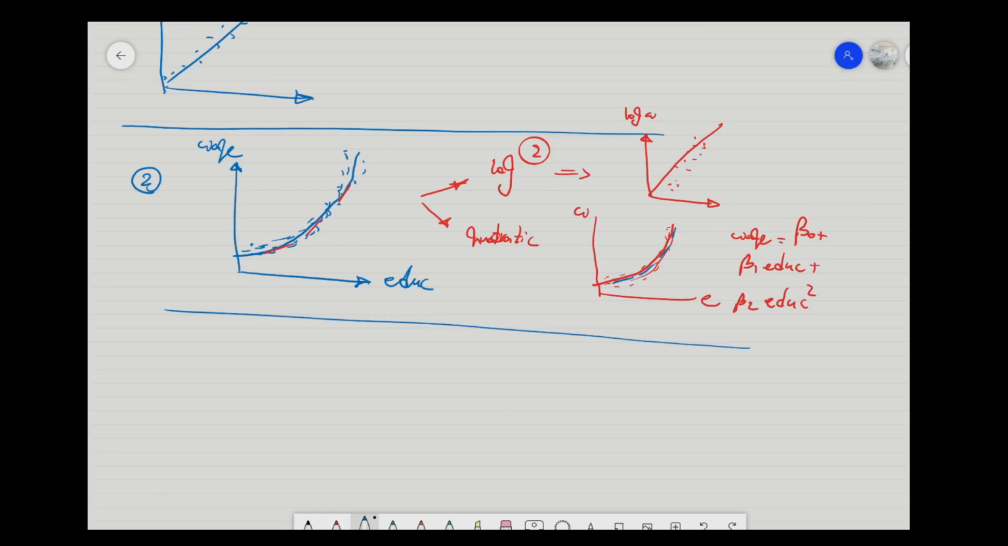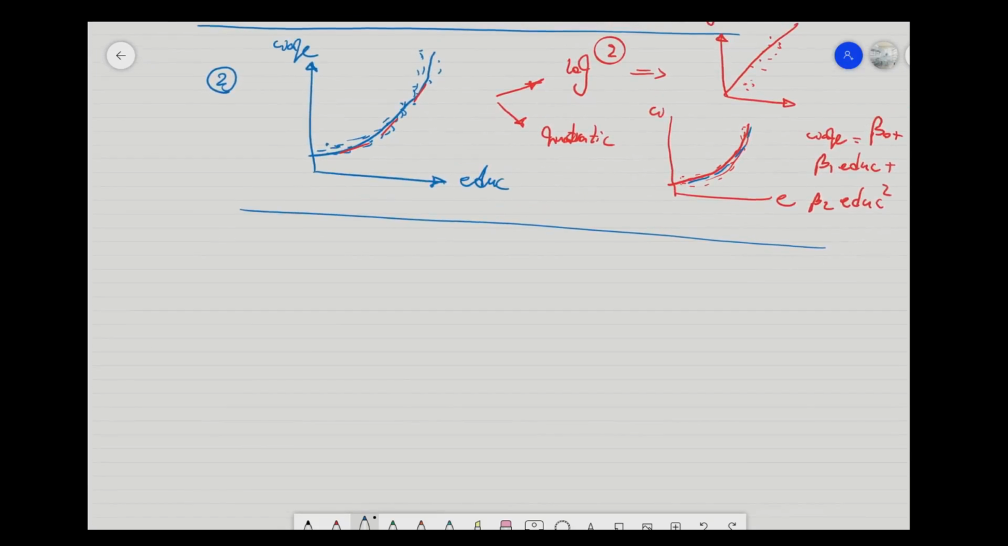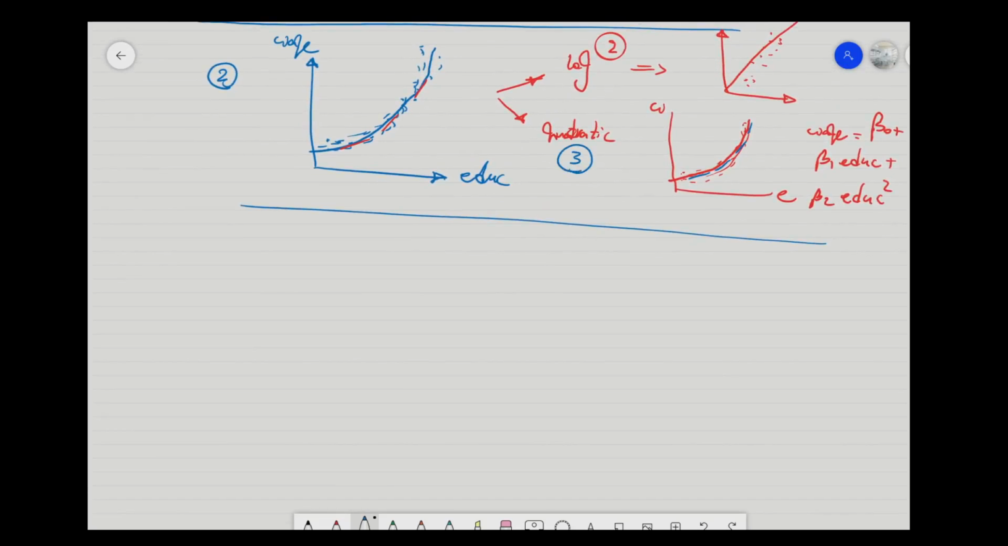Okay. So we have seen all these things before, right? There's nothing new here. So this is our model number 3. But what is the motivation for model number 4 when we introduce the interaction terms? So imagine you think that this is the wage, this is education.